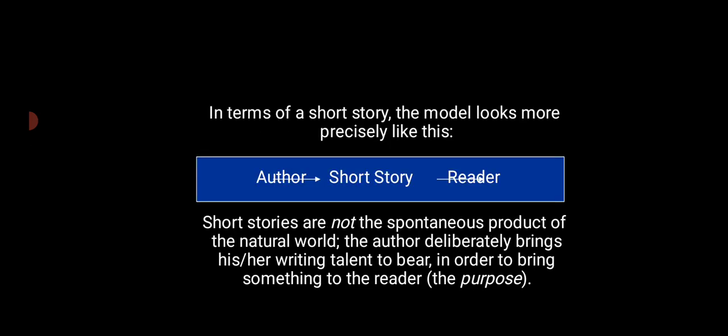In terms of a short story, the model looks more precisely like this: author, short story, reader. Short stories are not the spontaneous product of the natural world. The author deliberately brings his or her writing talent to bear in order to bring something to the reader. That is the purpose.